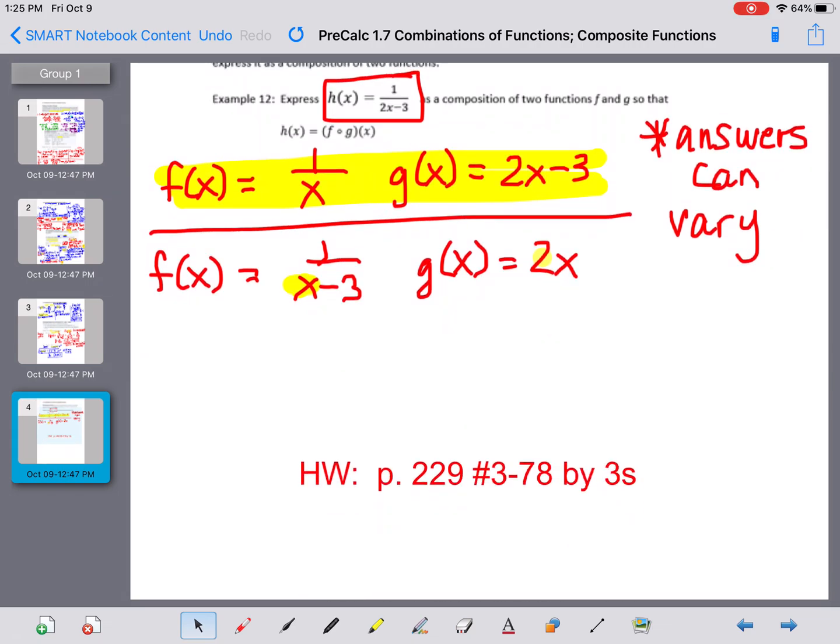Okay, practice. Page 229, 3 through 78 by 3s, do the odds, go to Slater to see answers. Just do some practice so you feel good on the decomposing. We're not going to have as much of that, but composition of functions, the combination of them, and I can't stress enough making sure you understand domain, okay? Make sure you understand where the restrictions in the domain come from and when you need to use both domain restrictions with the combinations and when you only use the inside domain with the resulting domain for your composite functions, okay? Let me know if you have questions.